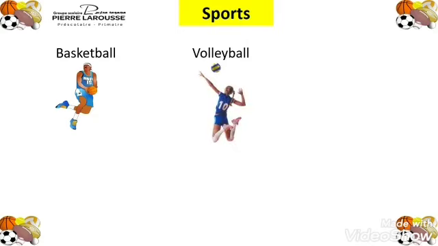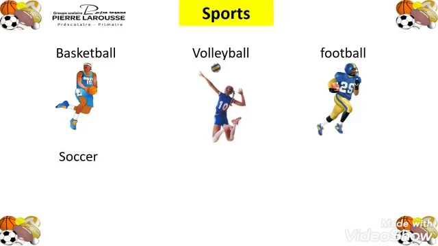Volleyball. Okay, number three, football. Football. This is, of course, an American football. In America, they call this game or this sport football. Okay, and let's see this one.